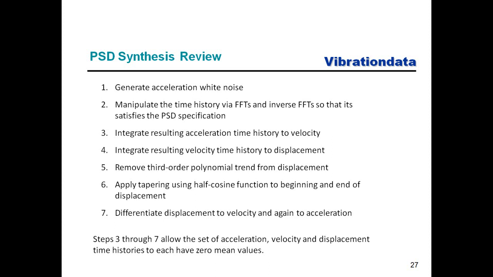As a rule of thumb, I found that a good way to correct that is to do a third order polynomial trend removal from that displacement. That works out pretty good. I also do a couple of other steps to clean it up. I apply a tapering using a half cosine function to the beginning and end of the displacement, just for a fraction of a second, to clean it up a bit. There are reasons for doing that, particularly because we're going to have to go through the differentiation steps. It helps clean up the differentiation.